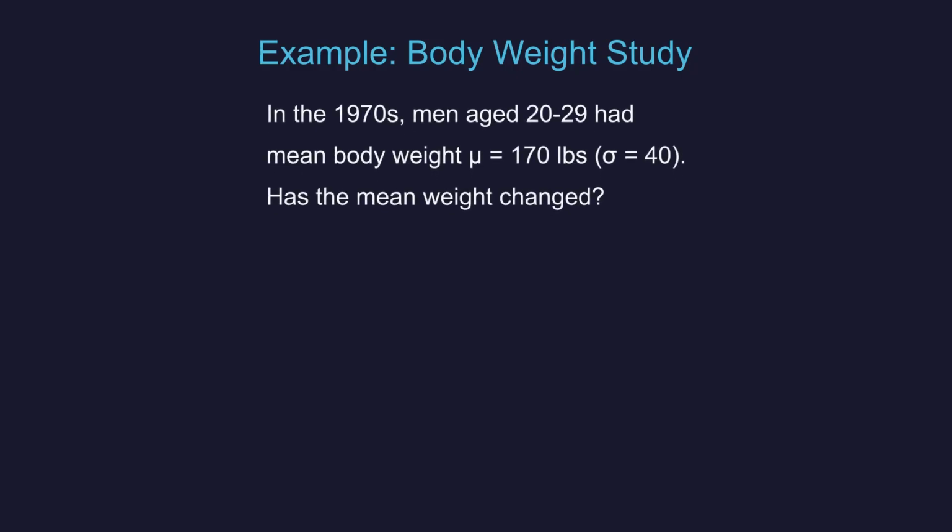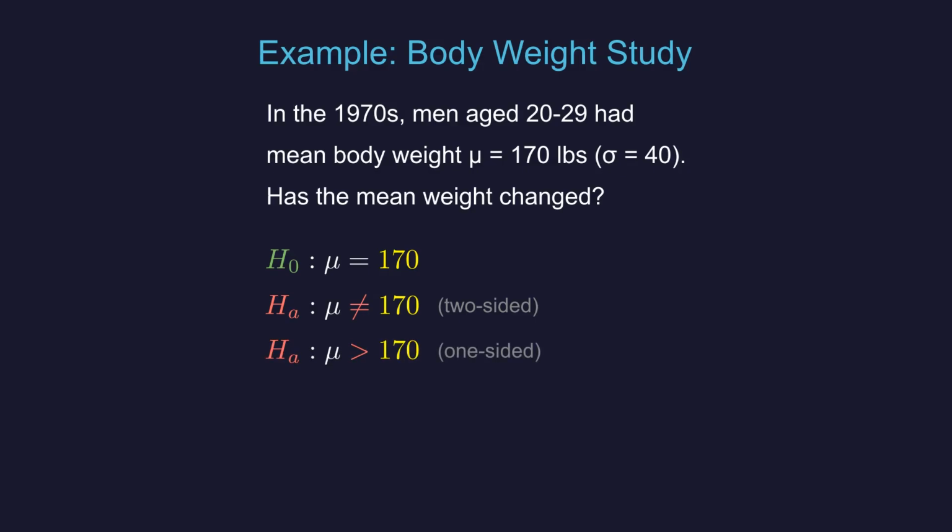Let's look at a concrete example from the textbook. In the 1970s, men aged 20 to 29 had a mean body weight of 170 pounds, with a standard deviation of 40 pounds. We want to test whether the mean weight has changed. The null hypothesis says mu equals 170, meaning nothing has changed. The two-sided alternative says mu is not equal to 170, allowing for either an increase or decrease.